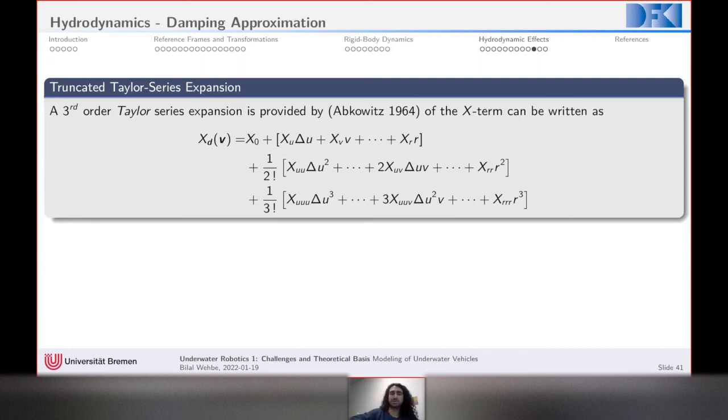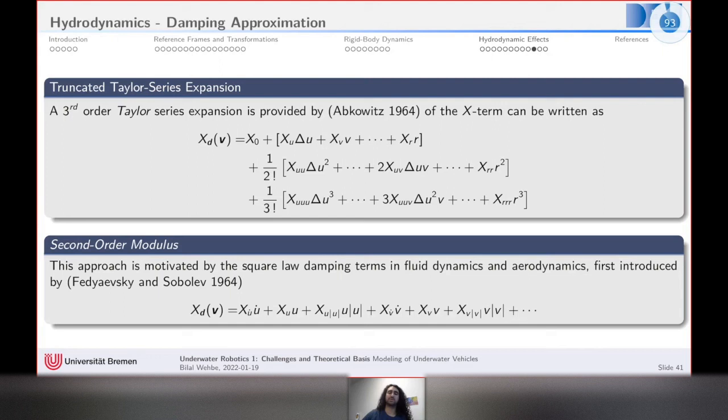Basically, just through approximations. The way that we would calculate the damping for a certain body, there are two common, well-defined methods in the literature. One of them is just a truncated Taylor series expansion. So if you take the damping force, which is a function of velocity, we just take a third order Taylor series expansion and then truncate it, for example, at the third order.